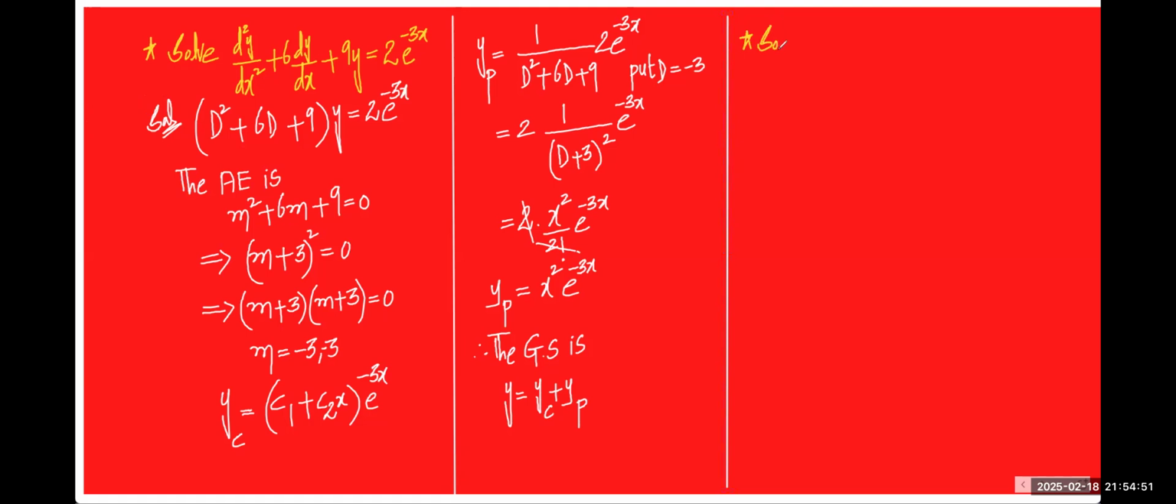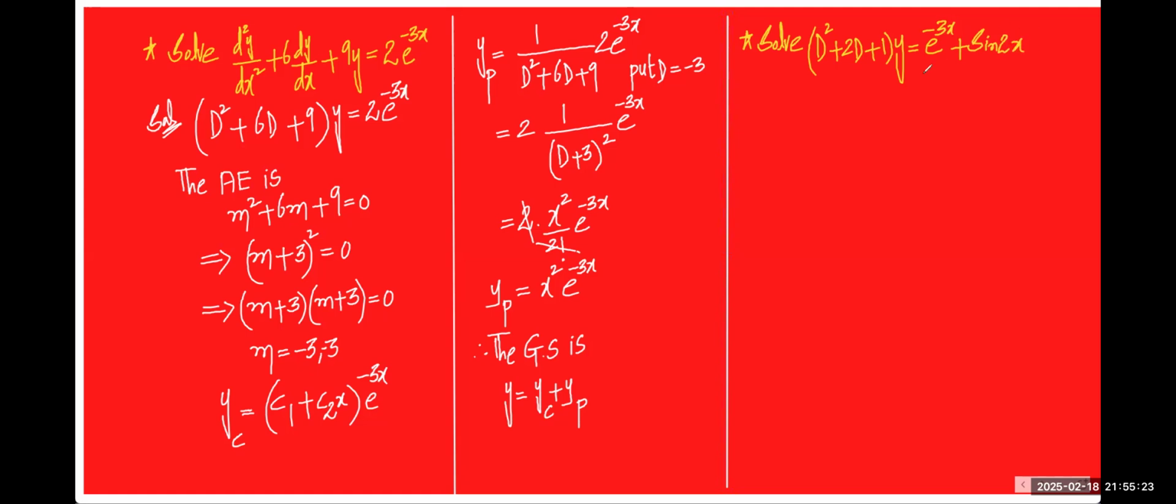Solve (D square plus 2D plus 1) into y is equals to e power minus 3x plus sine 2x.